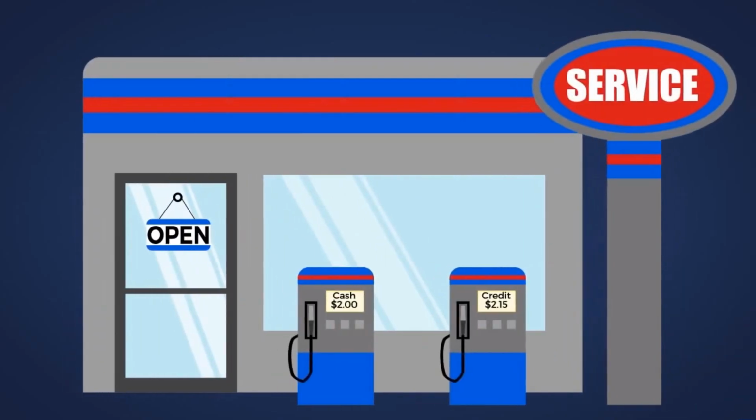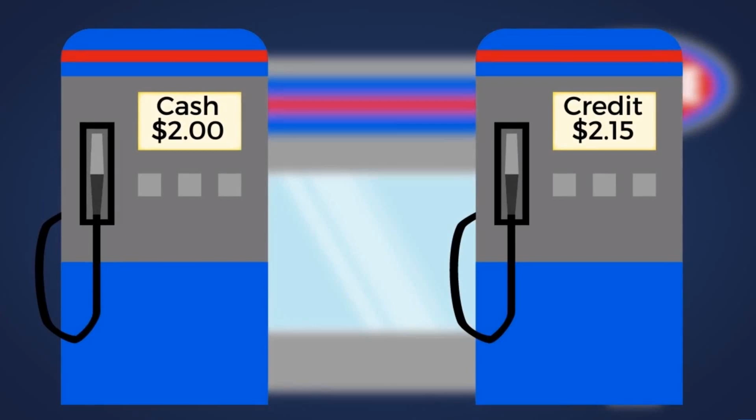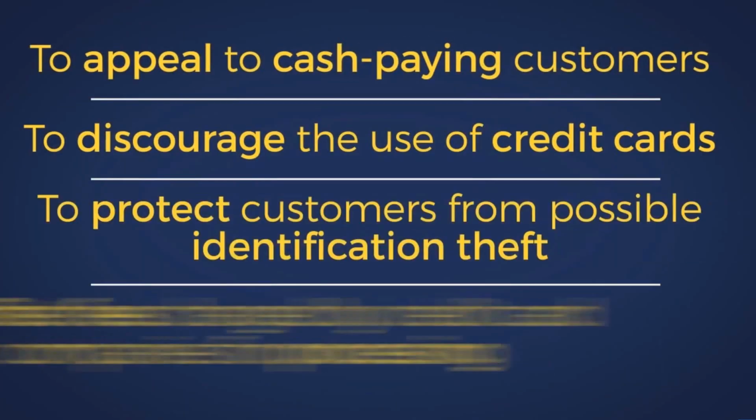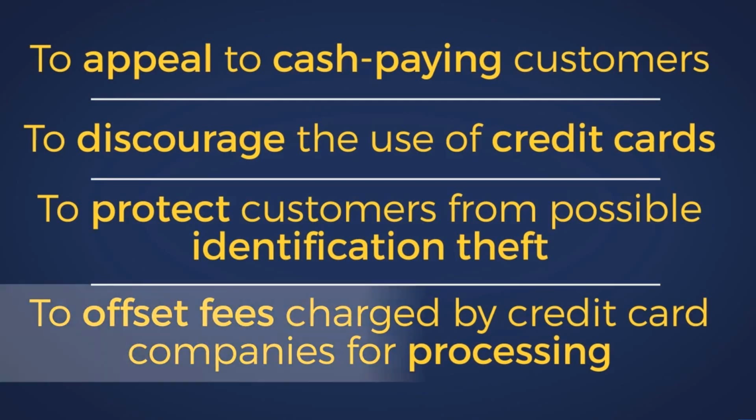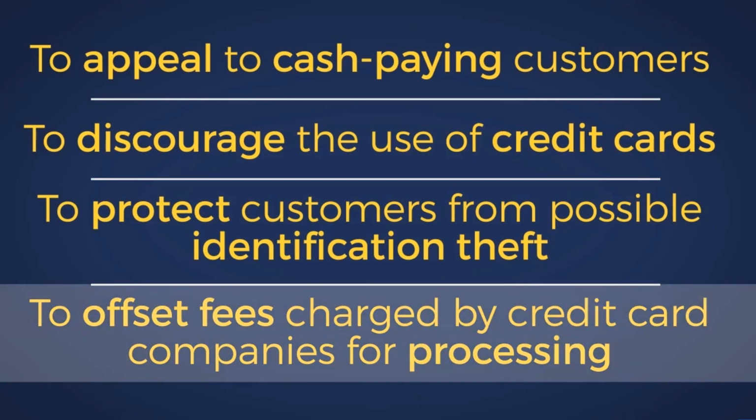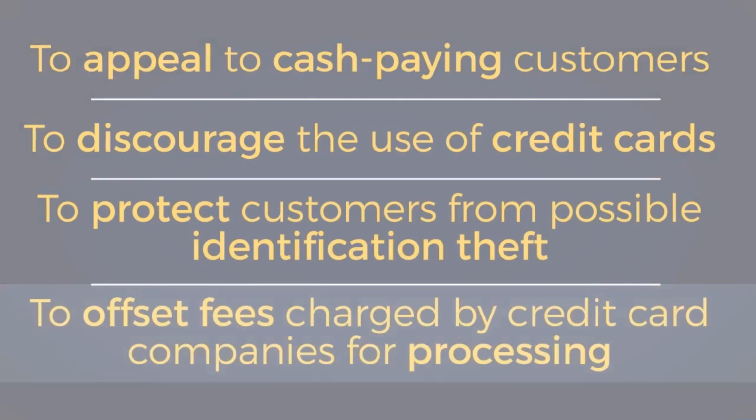A service station advertises 2 prices for all grades of gasoline. Cash prices are about 15 cents less per gallon than credit card purchases. For what reason would the service station charge more for credit card purchases on fuel? While the first 3 are plausible answers, in varying degrees, offsetting the fees the station is charged by credit card companies is the best answer.